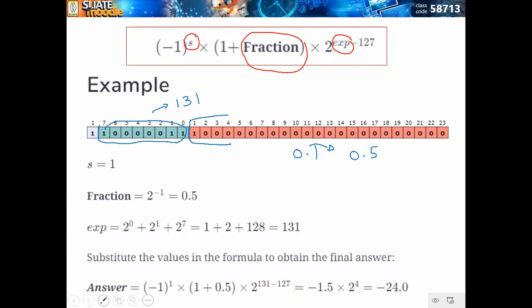When you write minus 1 to the power 1, it means minus, multiplied by 1 plus 0.5, 1.5, times 2 to the power, here you get 4. Then the answer is minus 24. So the decimal value of minus 24 is represented by this 32-bit floating point representation.